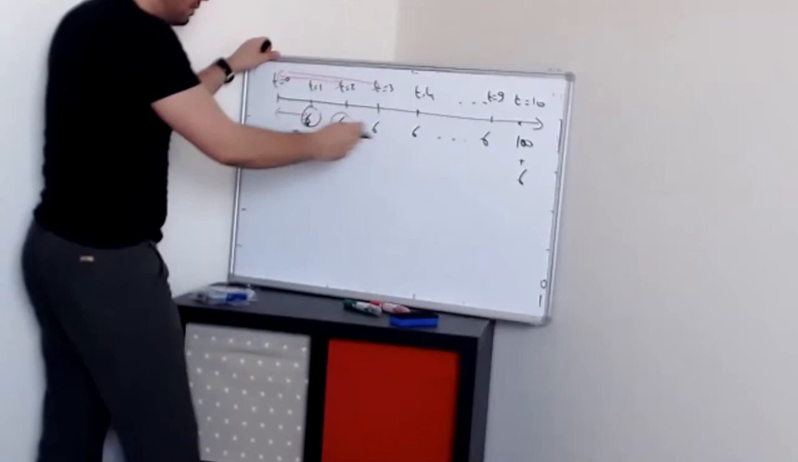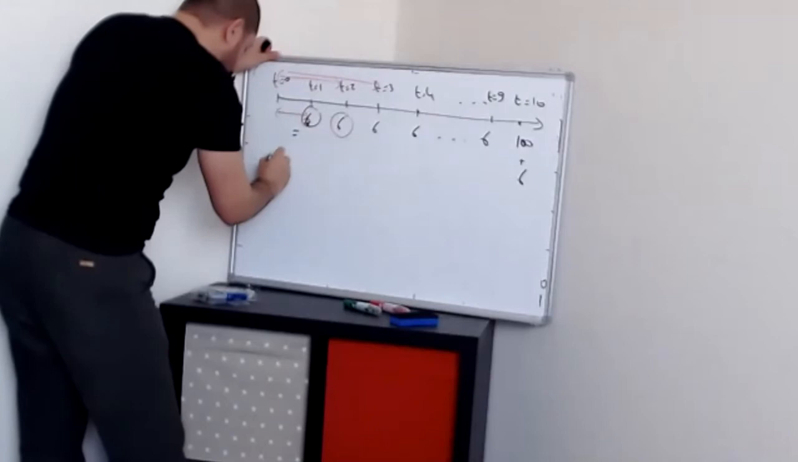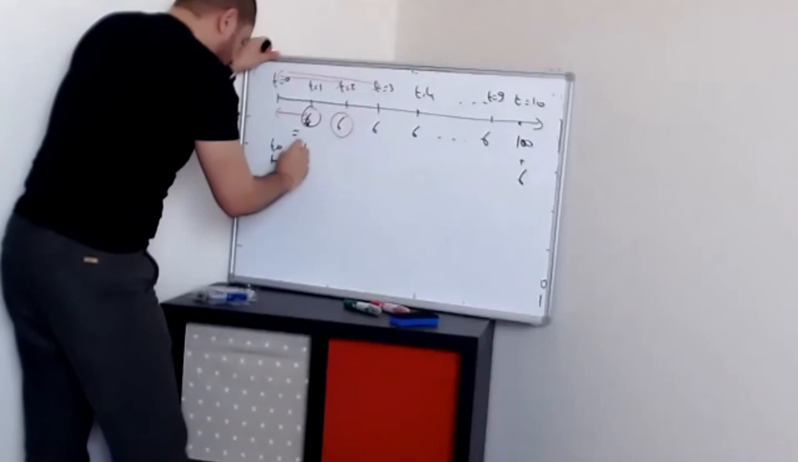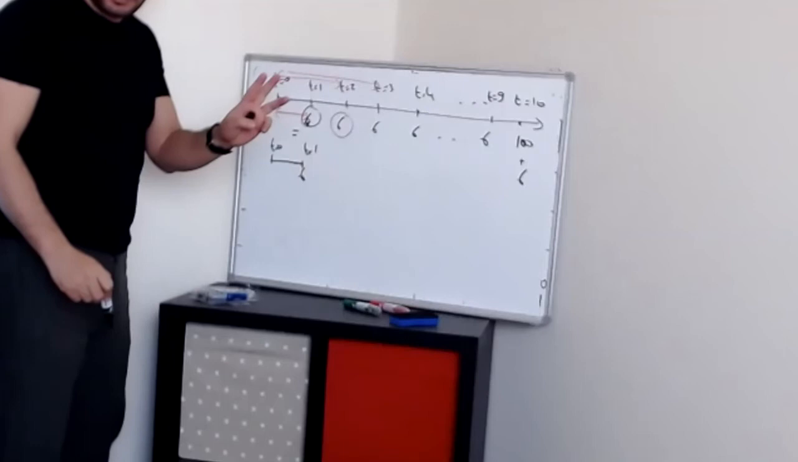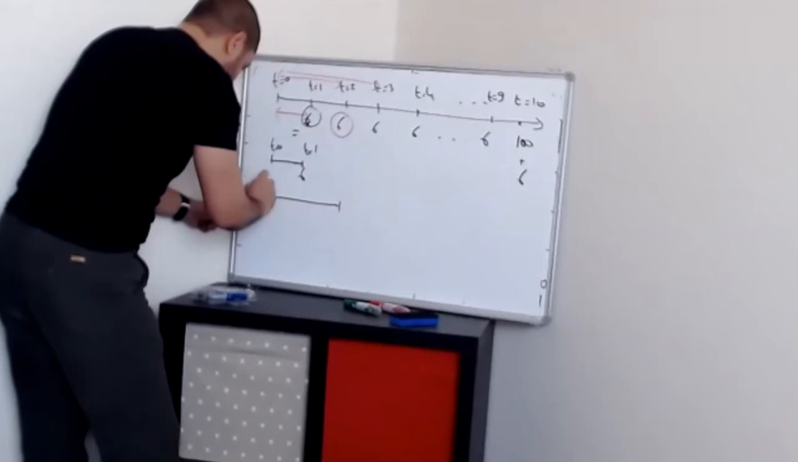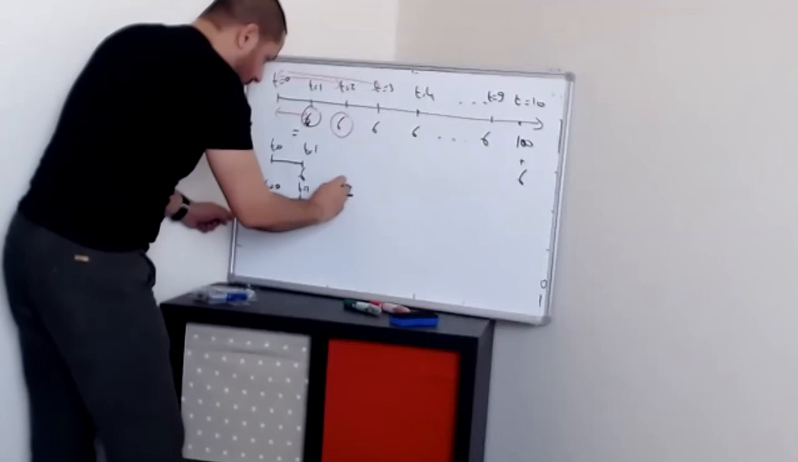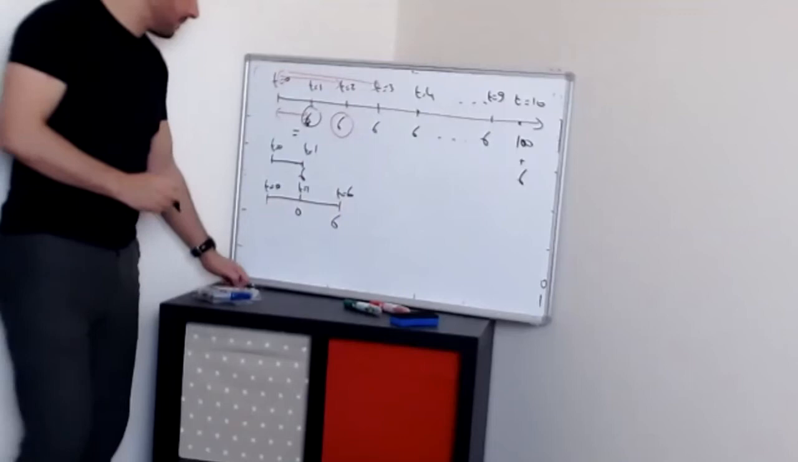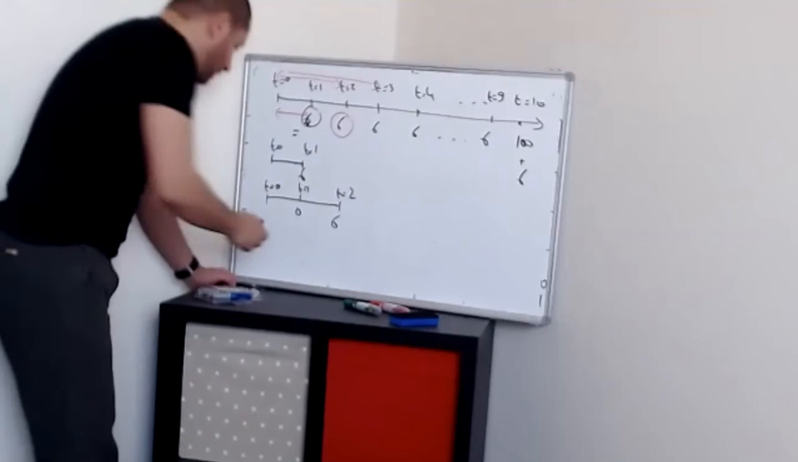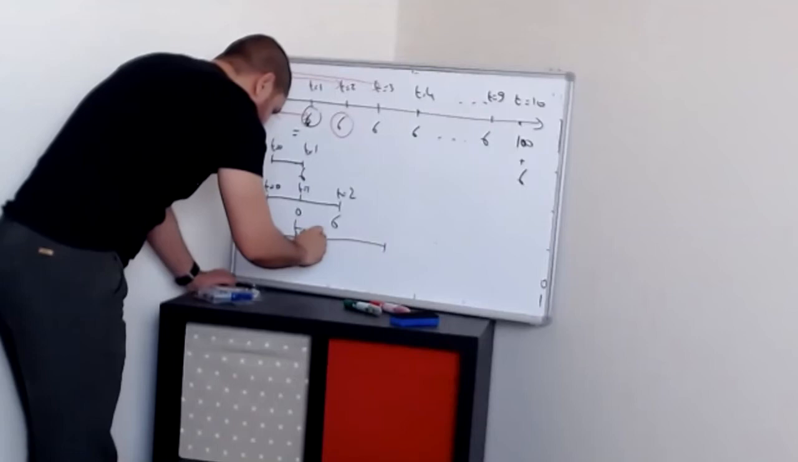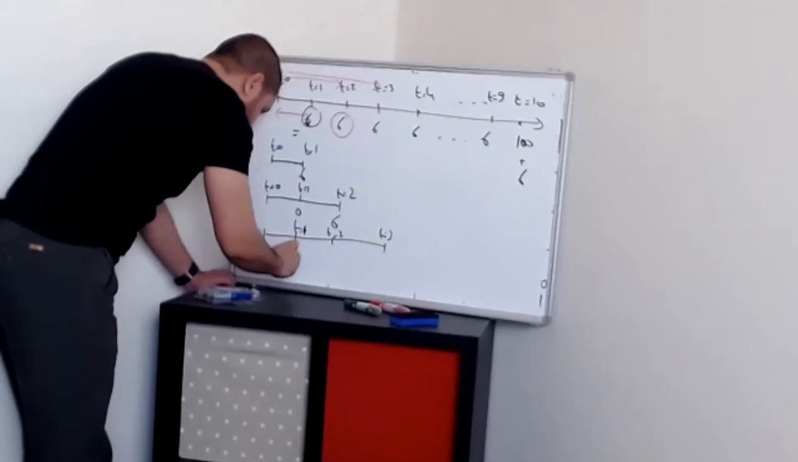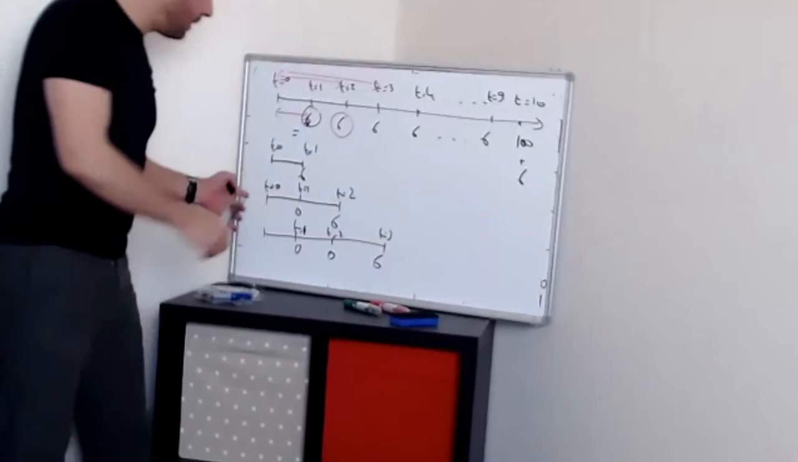So I will rewrite, or represent, this graph in a different manner. As if I have a first bond from T0 to T1 paying $6. And then we have a second bond paying nothing here and paying at T2. And then we have a third bond, T1, T2, and T3, paying 0 here, 0, and 6 here, and so on. So every time I'm adding a new coupon payment, right?